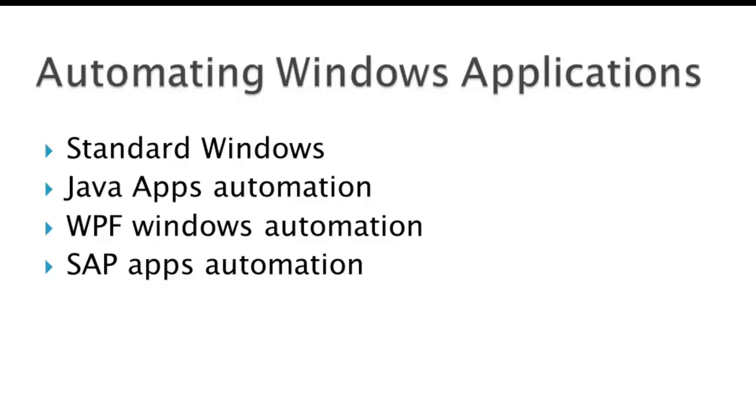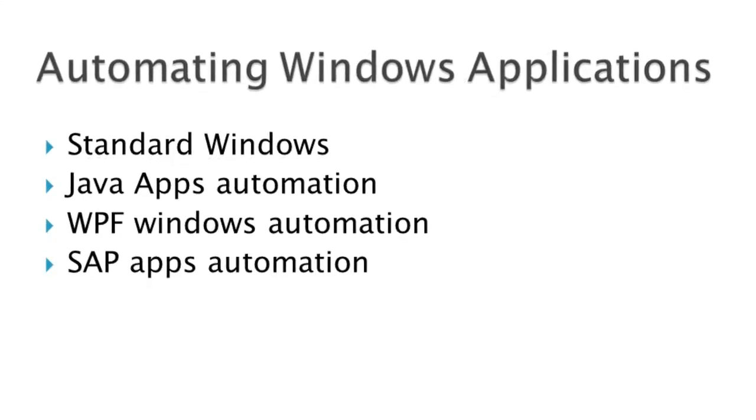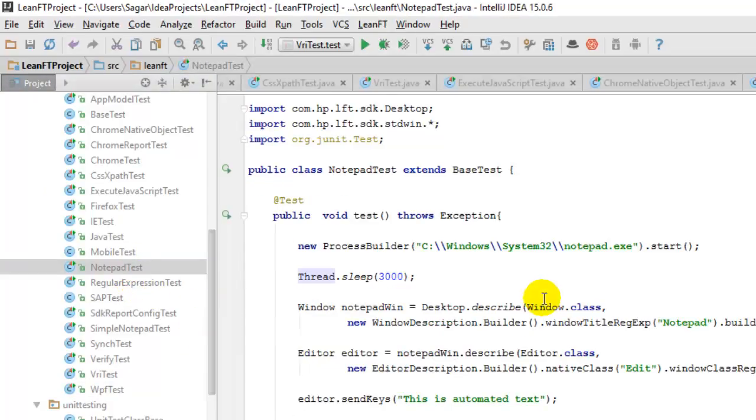In this lesson, you will learn how to automate Windows applications, that is standard Windows applications, then applications developed in Java, then WPF applications and SAP applications. So let's start with the standard Windows application, that is Notepad. For that, open IntelliJ, and I have got one test for you, that is the Notepad test.